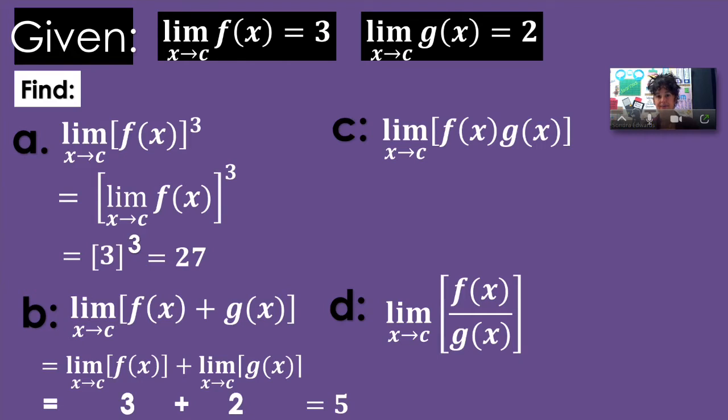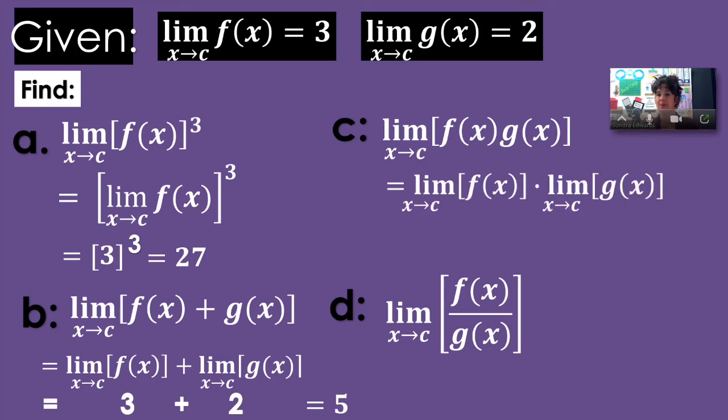Part C, we have two functions that are being multiplied together. So you can pull this limit apart and find the limit of each function separately and then multiply the answers together.